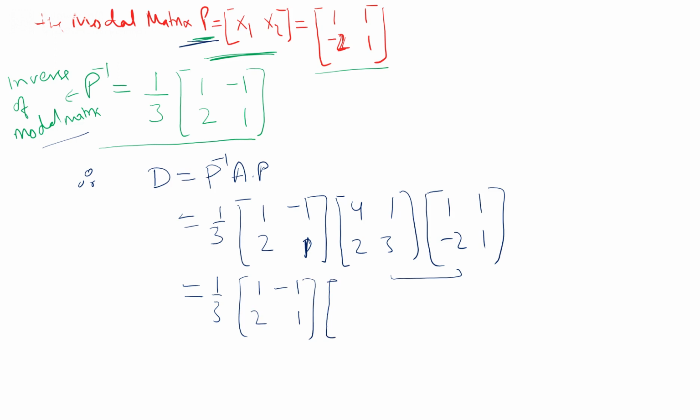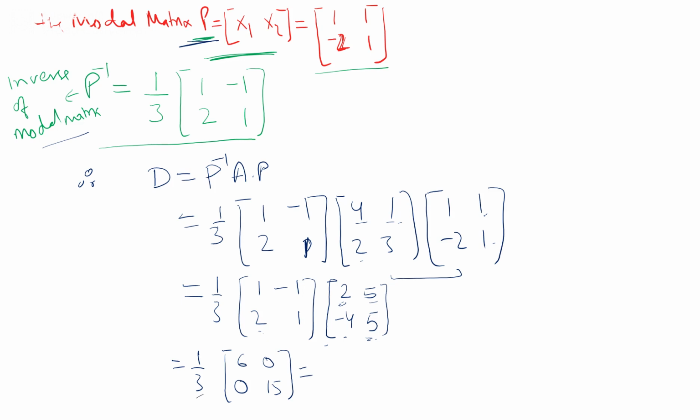So we get 4 into 1, 4, minus 2, we get 2, 4 plus 1, we get 5, 2 into 1, 2, and 3 into minus 2, we get minus 6, so we get minus 4, and 2 plus 3, we get 5. Now we multiply these two, so we get 1 by 3, and when we multiply this, 1 into 2, minus into minus 4 we get plus 4, so we get 6. 5 minus 5 we get 0. 2 into 2 is 4, and minus 4 we get 0. 10 plus 5 we get 15.